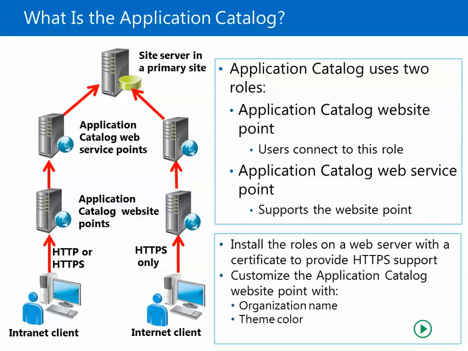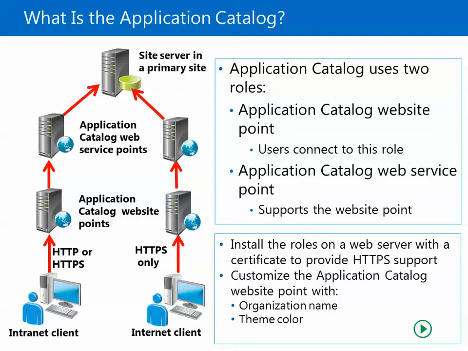One is to connect to, that is the application catalog website point; users connect to this role, whereas the application catalog web service point will design the website of your application catalog. Clear? So you are required to install the roles on a web server with a certificate to provide HTTPS support, and customize the application catalog website point with organization and theme color. You can specify whichever theme color you want for the website.